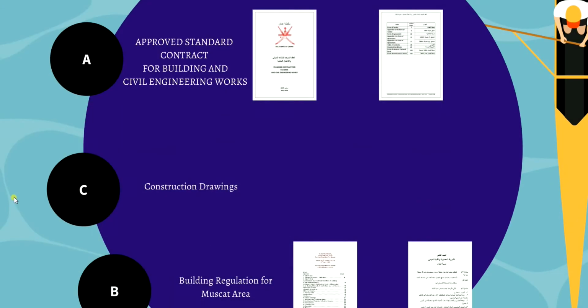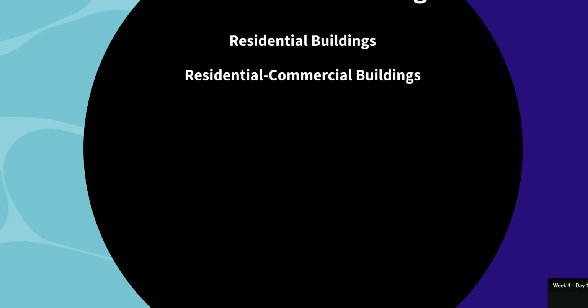Anyhow, going to part two, where we are going to talk mainly about construction drawings. Now, in construction drawings, normally we have two types that you need to concentrate on, which are residential buildings drawings, and then residential and commercial buildings. As a graduate of civil engineering, you should know what are the different types of drawings which are asked by the different entities here in Oman.